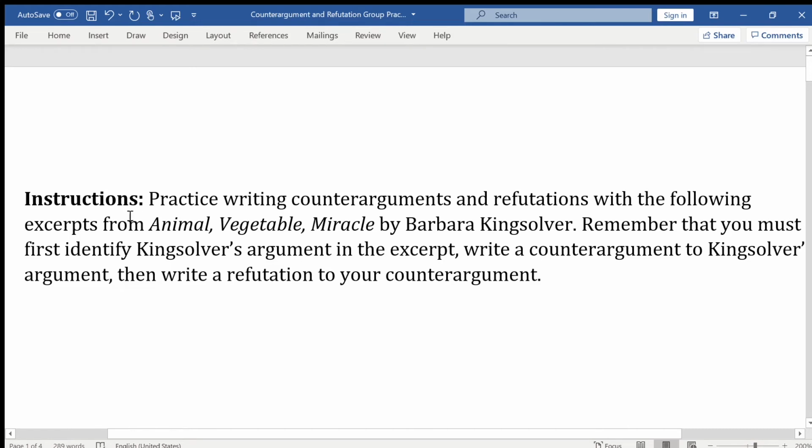Remember that you must first identify Kingsolver's argument in the excerpt, then write a counter-argument to Kingsolver's argument, and finally write a refutation to your counter-argument. Now, I did give you those 5 steps if you want to practice with the full paragraph, but at the very least, I would advise practicing writing the counter-argument and then practicing the refutation. Those are the 2 most important parts of the paragraph. So if you don't have time to do all 5 steps of the counter-argument paragraph, just do those 2.